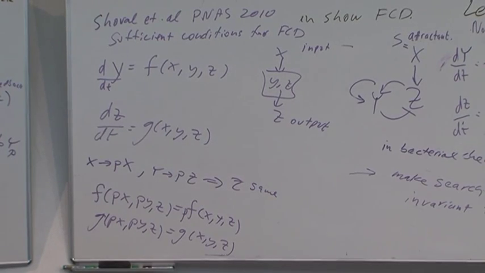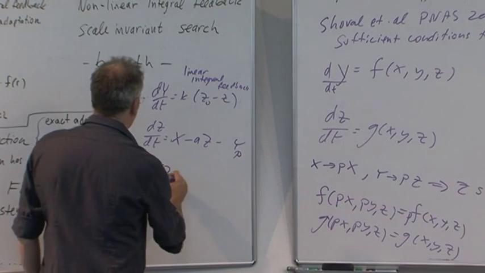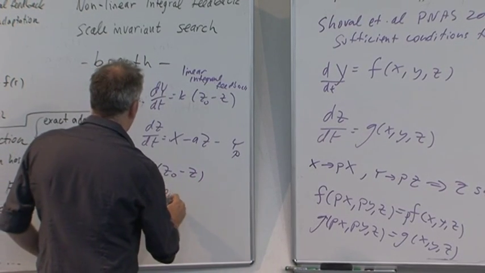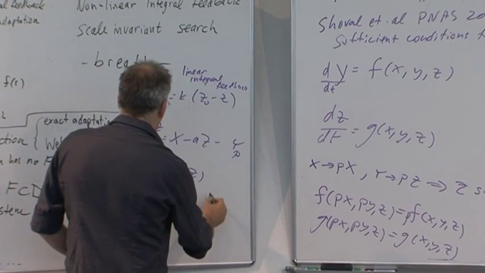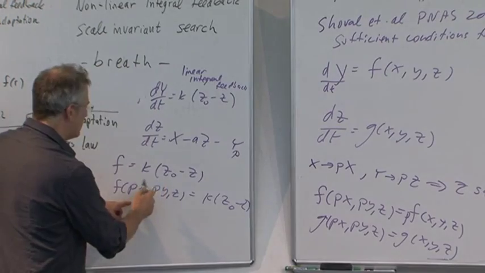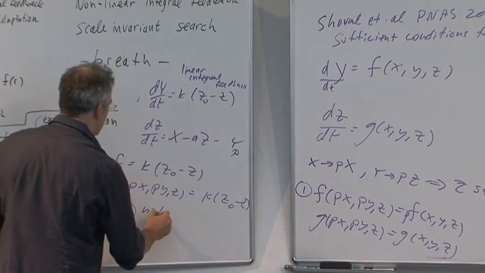In the case of linear integral feedback, f is just k times (z0 minus z). So f of px, py, and z is k times (z0 minus z). There's no y and no x here. So it doesn't obey condition 1. Condition 1 not obeyed.